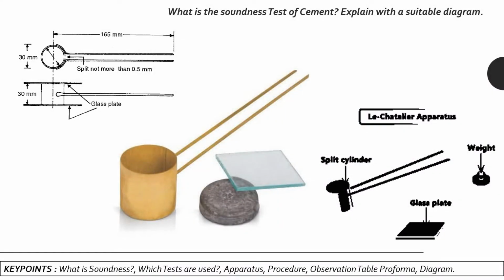Now here you can see the diagram. The top left corner diagram shows the apparatus, the mold, which is 30 mm in diameter and 30 mm in height, and the splits or the indicators are 165 mm long from the center to the end.